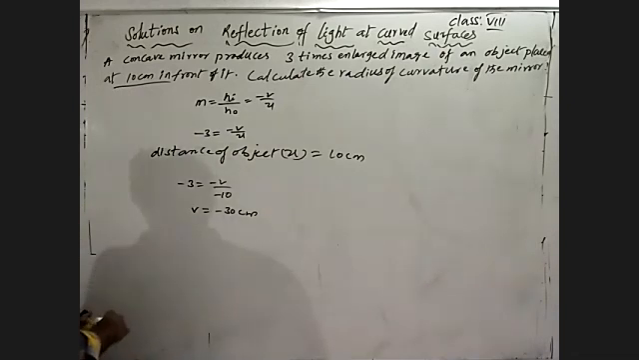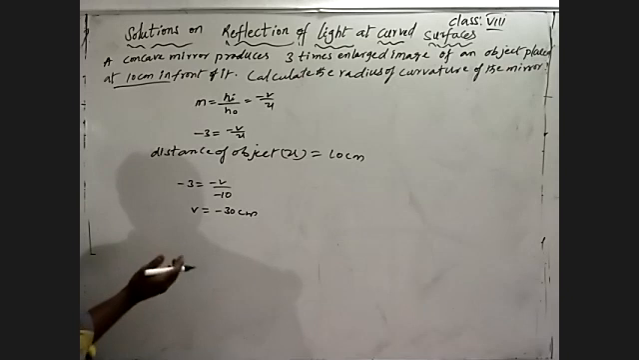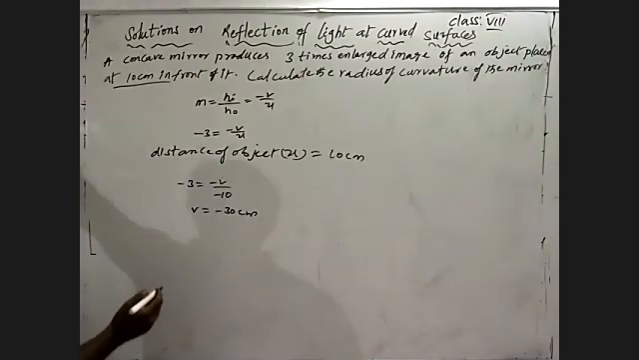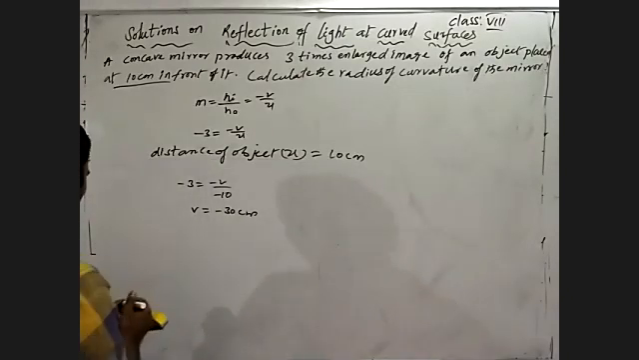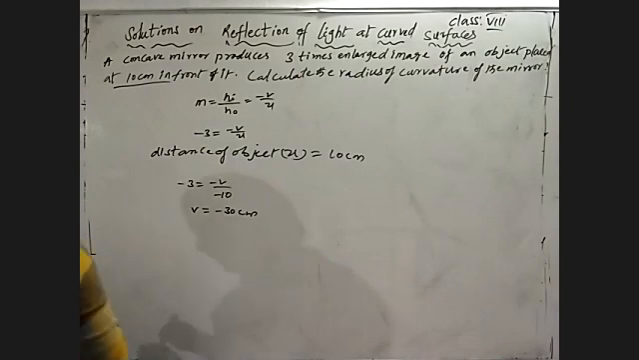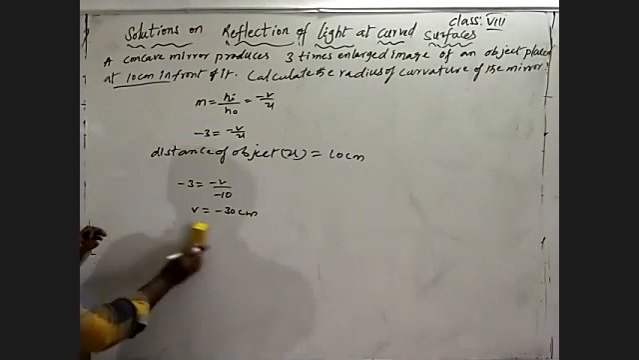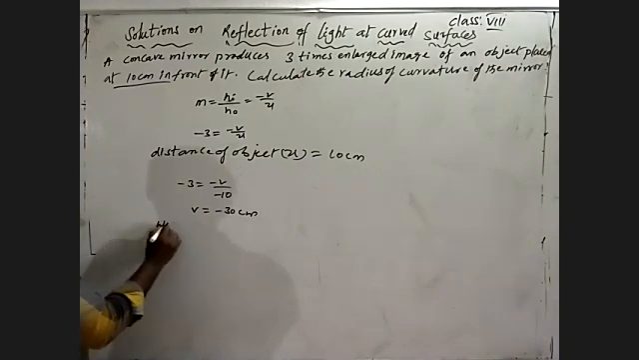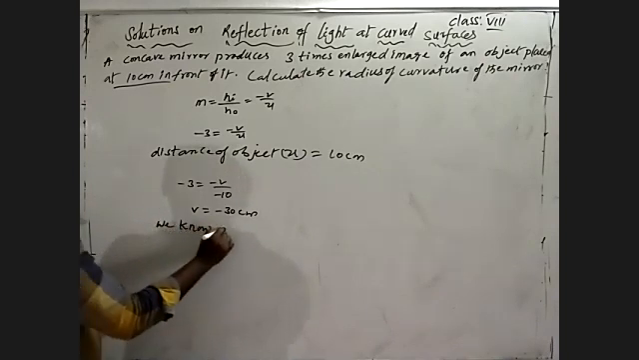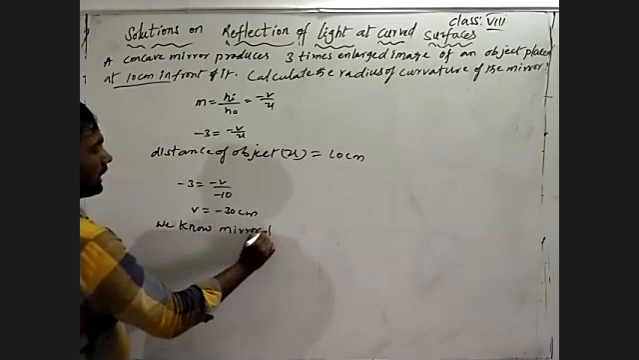Coming to that, what do we have to find? We have to find the radius of curvature. To find the radius of curvature, before that we have to find the focal length. To find the focal length, we know the formula. What? The mirror formula.